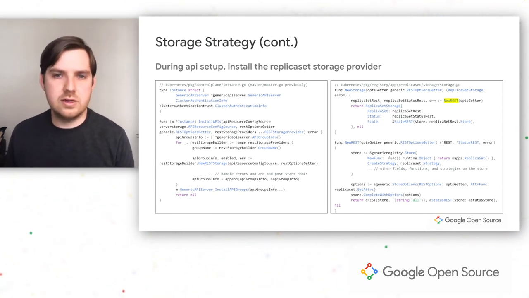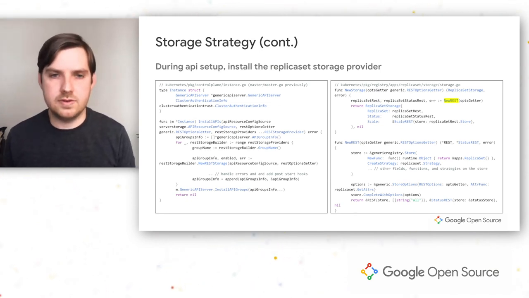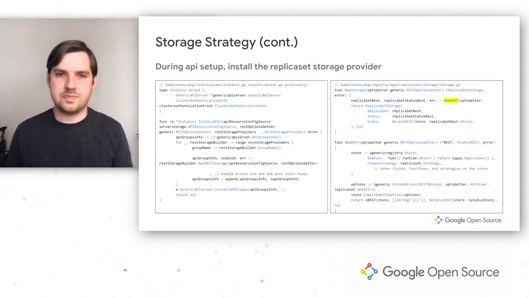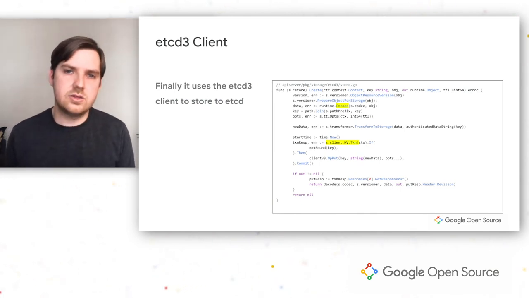This method wires together all the REST storage providers for every API group, such as autoscaling, batch, and of course, the apps group, which is where the replica set storage provider lives. This is where we configure the storage options and set the replica set strategy that we took a look at on the last slide.